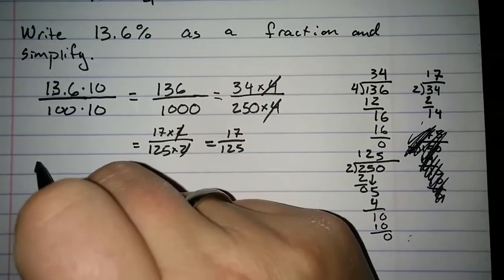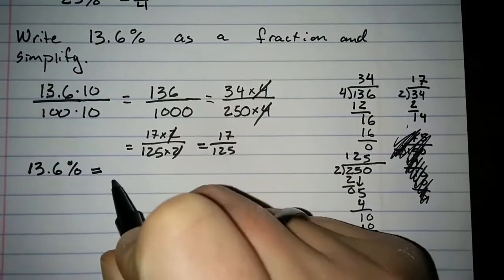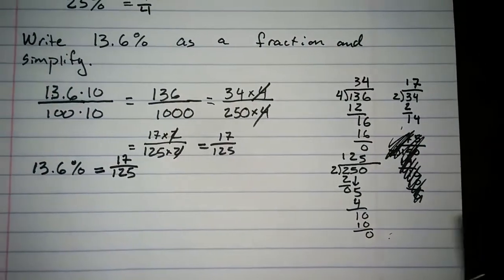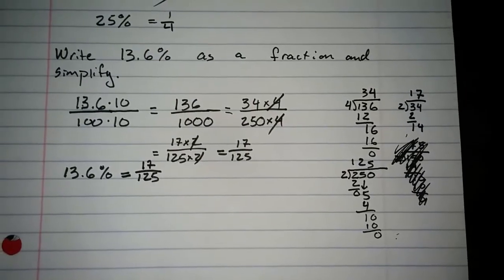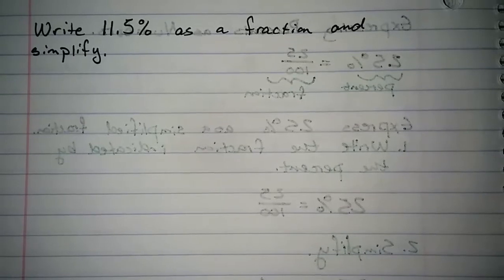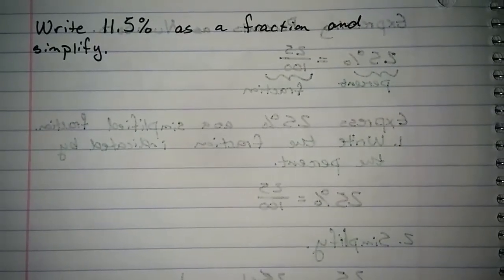So 13.6% is 17 125ths. I'm going to give you one of these to try. Write 11.5% as a fraction and simplify. Pause the video and try this now.